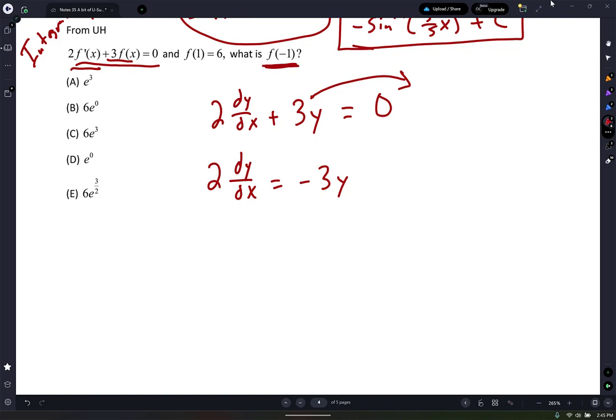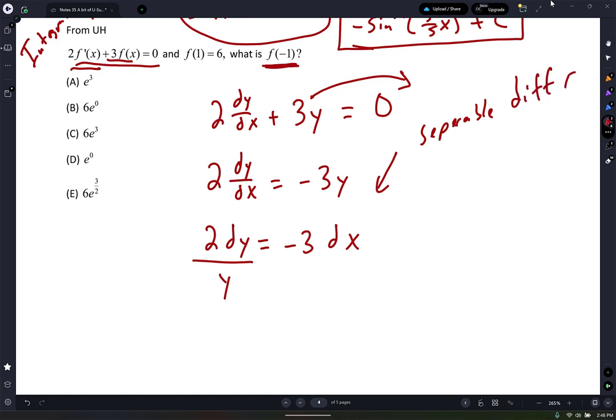If I had an x, maybe, but I don't have an x, I have a y. I'm going to divide by y, and I'm going to multiply by dx. So you're going to have this: 2dy over y equals negative 3dx. So get up to here. This is called separable differential equations. I haven't done anything crazy. This is on our exam? No. This is what we're going into. This is differential equations. Are we okay so far?